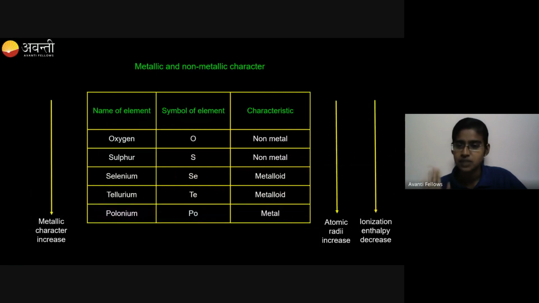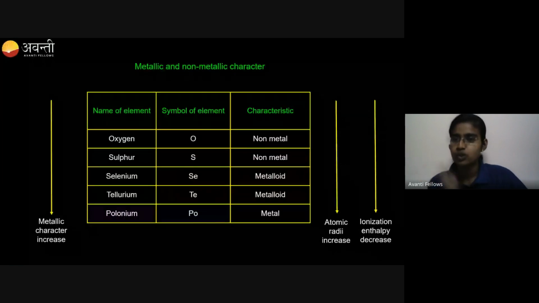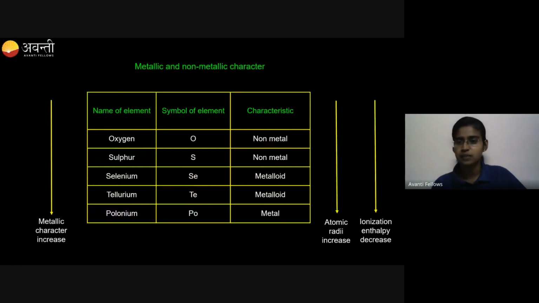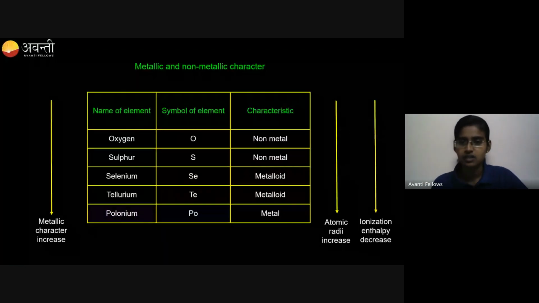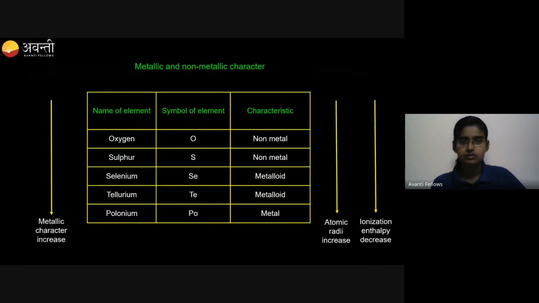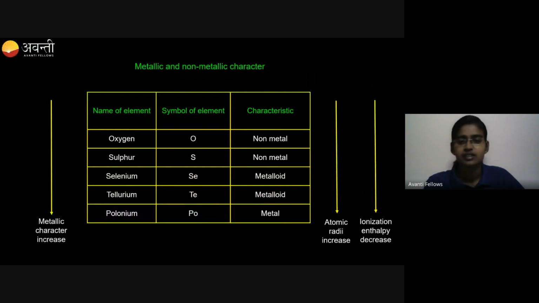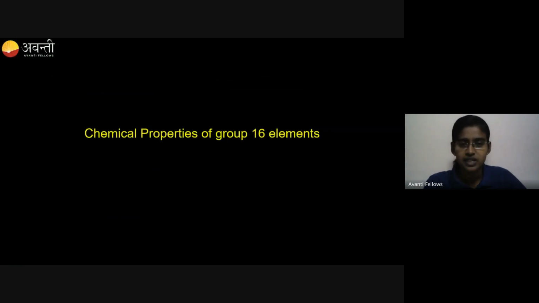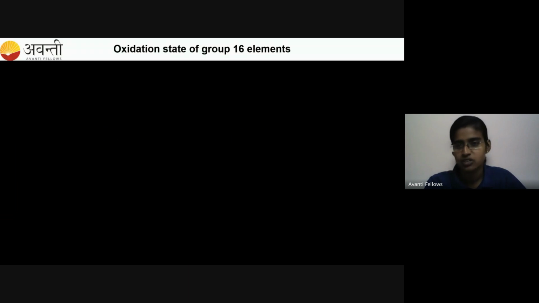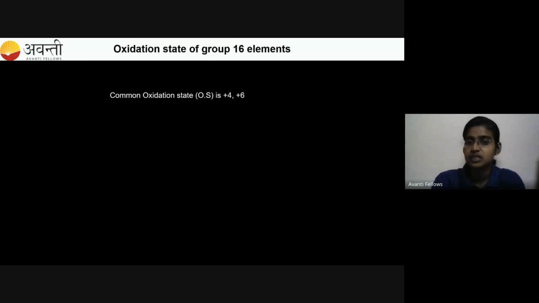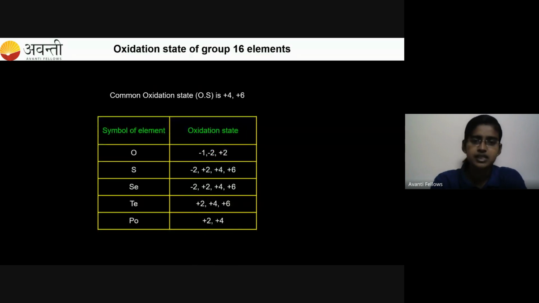Is the concept clear to all of you? Shall I move on to the chemical properties of group 16 elements? Any doubt any of you have? No doubt? Okay. So moving on to the chemical properties of group 16 elements, the first is again the oxidation state. The common oxidation state of this group is +4 and +6. Like in the previous group, we have seen +3 and +5, right? So here it is +4 and +6. You can see +4, +6 is occurring in most of the elements.